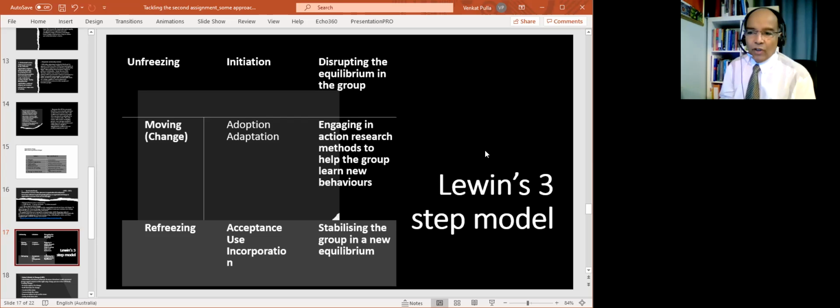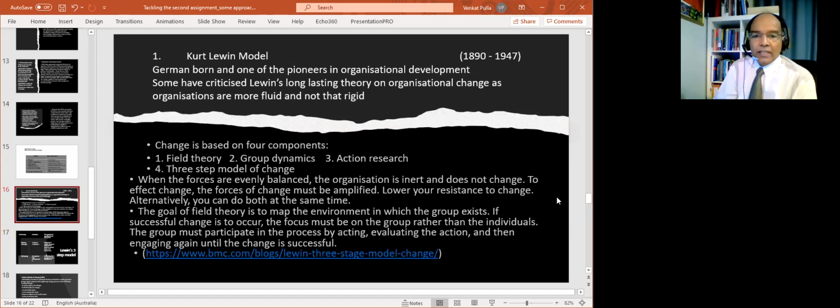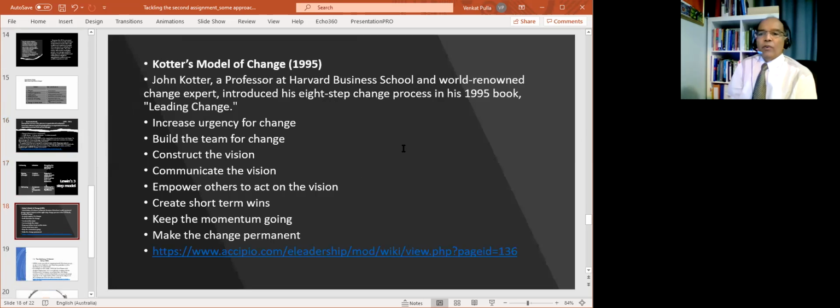These are some of the terminologies when you start looking at it from the perspective of this model, you will get enough references and you will be able to do that. So Kurt Levin's model is what we were looking at before. Okay, then we also have another model.